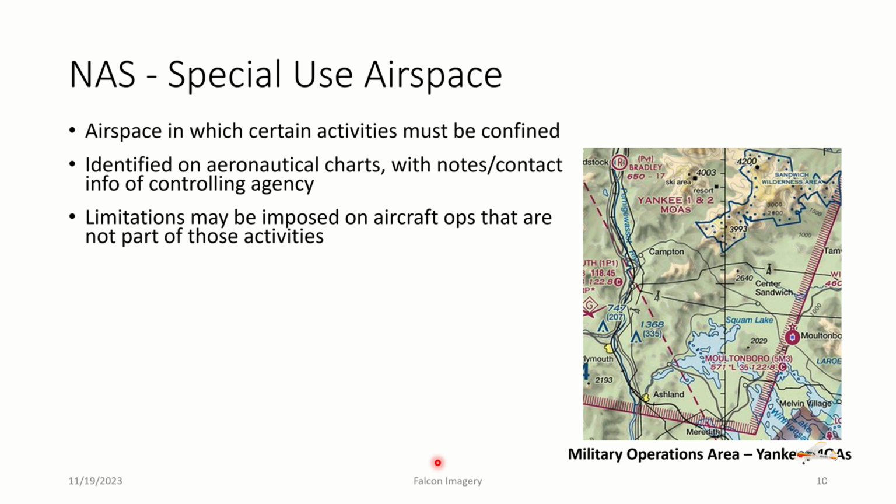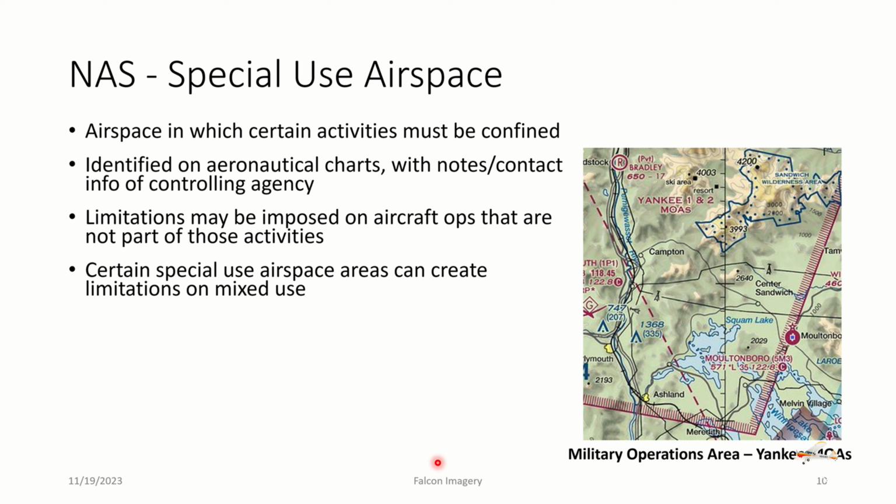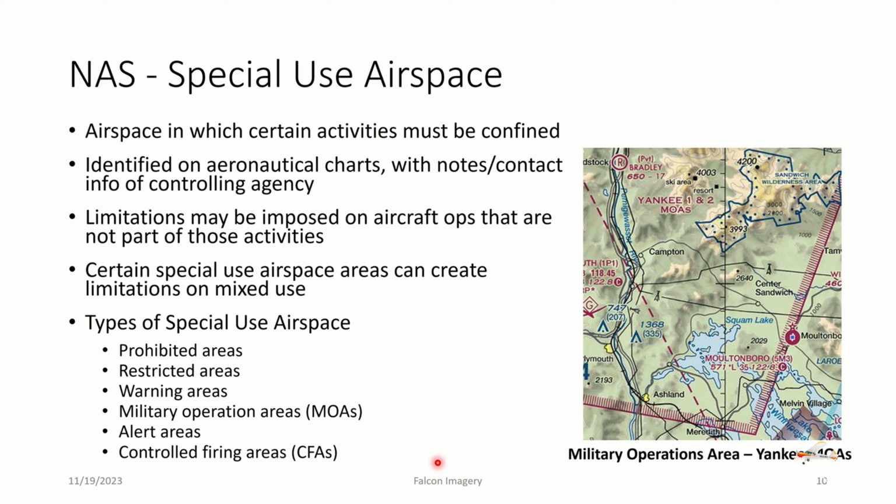There may be limitations that are imposed on aircraft operations that are not part of those specific activities for that special use airspace. Certain special use airspace areas can create limitations on mixed use. Types of special use airspace include prohibited areas, restricted areas, warning areas, military operating areas, alert areas, and controlled firing areas. This area here, represented by this magenta hash line, represents a military operating area labeled Yankee 1 and 2 MOAs.